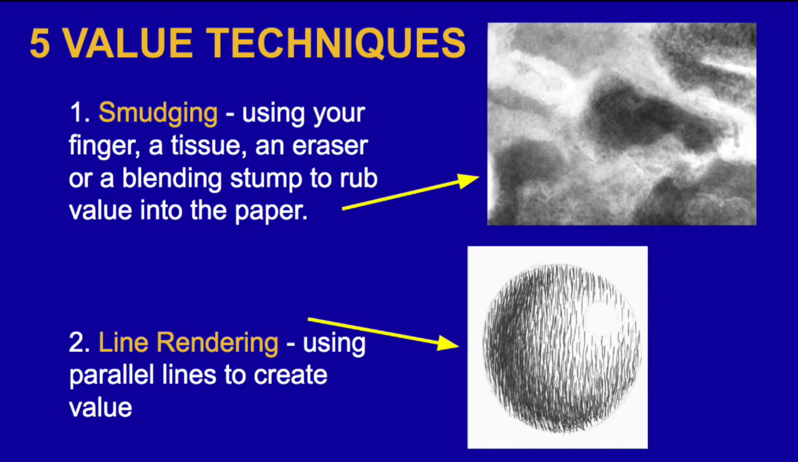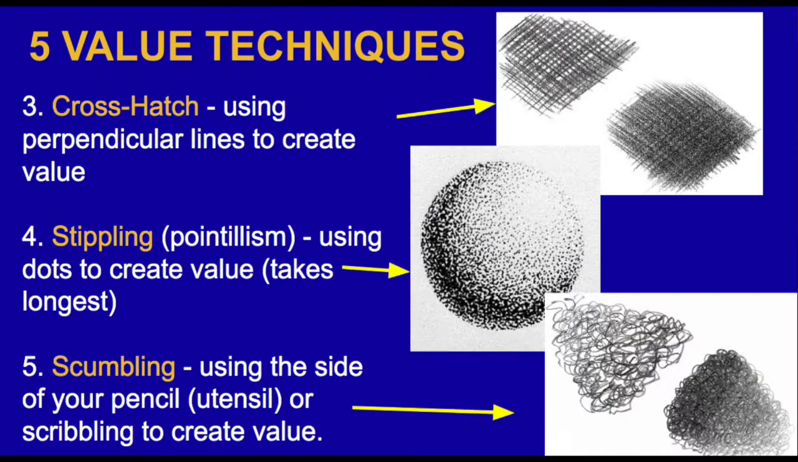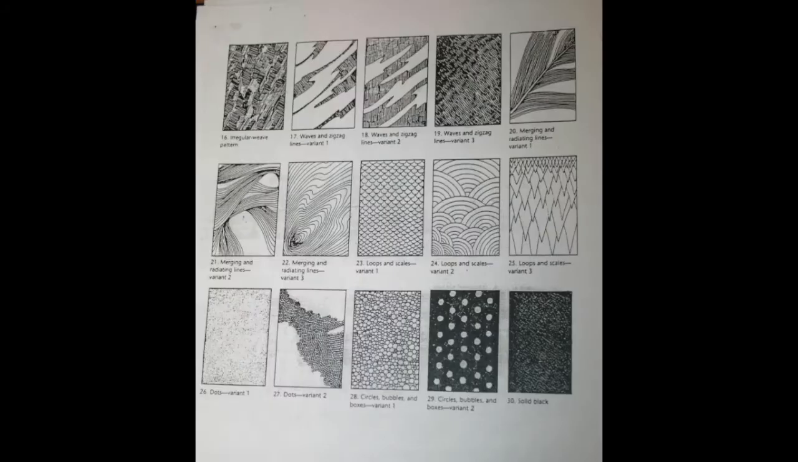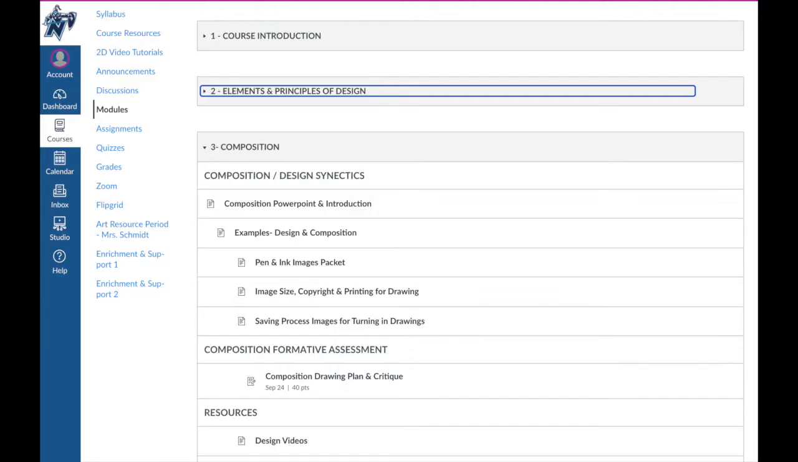As we learned earlier, there are 5 value techniques you can use to create value in a drawing. For this drawing, value is not required, but if you know how to do it, you could create value in any of these ways to create contrast between the objects so each object is easily visible in the artwork. You can also use the pen and ink handout to find additional ways to create value, texture, and pattern that will help create contrast between objects. This handout is in the composition module in Canvas.